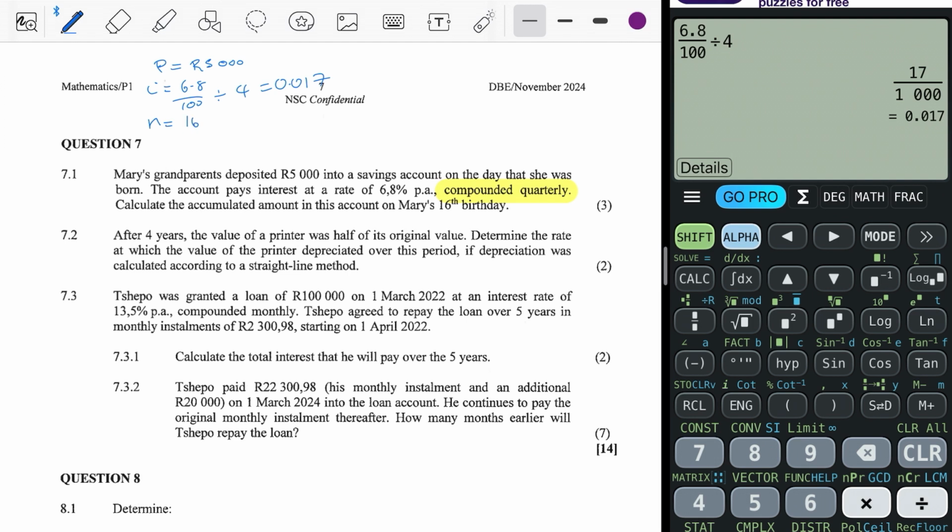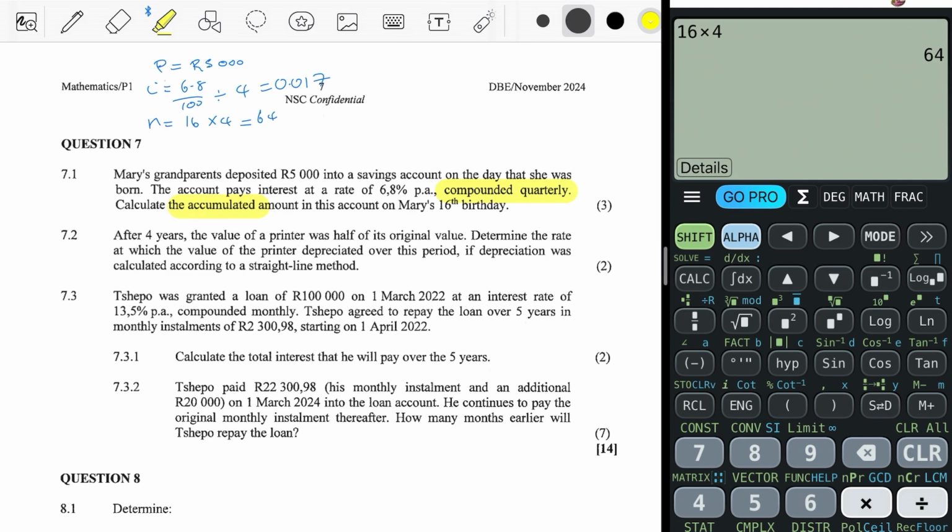Let's continue. Calculate the accumulated amount in this account on Mary's 16th birthday. So n is 16 years, and you multiply that by 4. When you say 16 times 4, that is 64 quarters. And then another key word: accumulated.